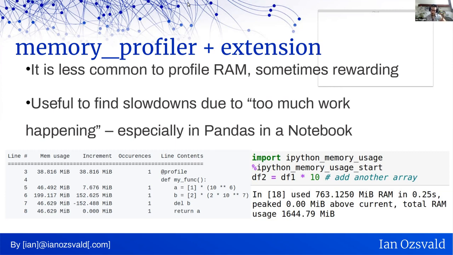I've adapted the memory profiler. At the bottom right-hand corner, you can see import IPython memory usage. That's a tool that I made pre-Jupyter, back when we only had IPython, and I've been slowly updating it, and it runs in Jupyter as well now. In that example in Jupyter, I run a cell, df2 equals df1 times 10, and it tells me that in the process of multiplying df1 by 10, we used another 760 megabytes of RAM, and in total, my process has 1.6 gigs in.